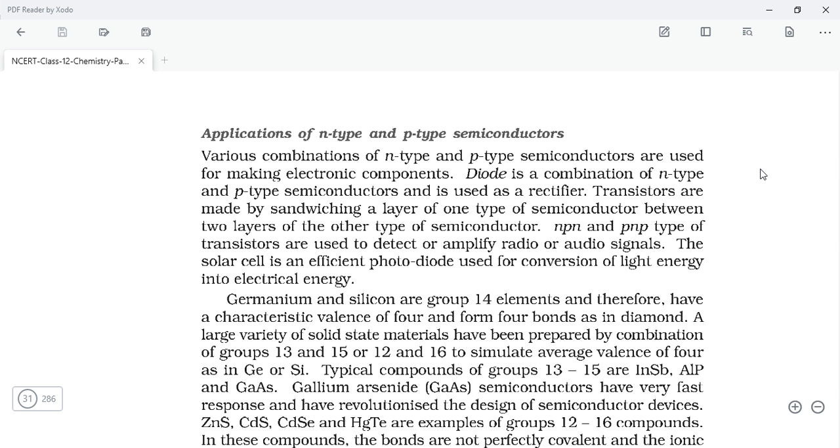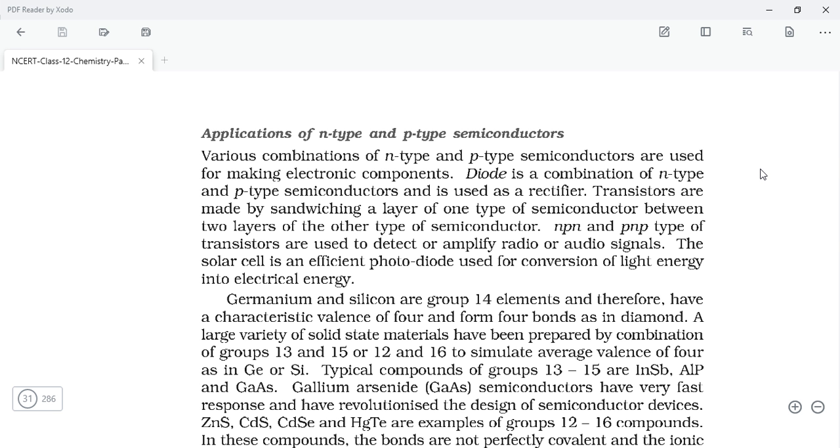The solar cell is an efficient photodiode. You have seen a solar cell in a solar panel? That is an efficient photodiode. And photodiodes are made using a PNP or NPN type of transistor. So the solar cell is an efficient photodiode used for conversion of light energy into electrical energy.